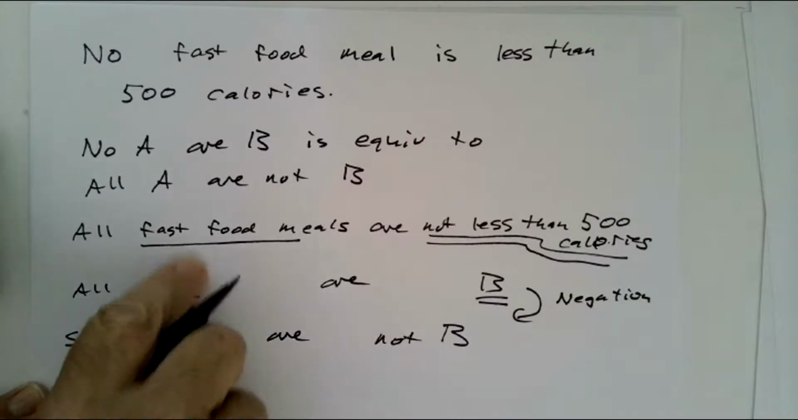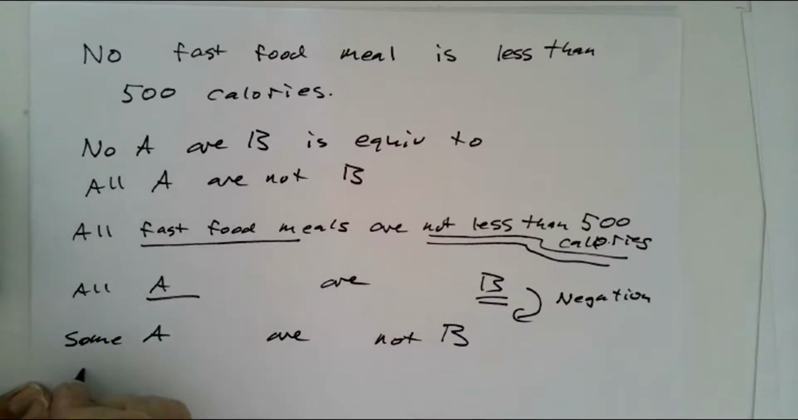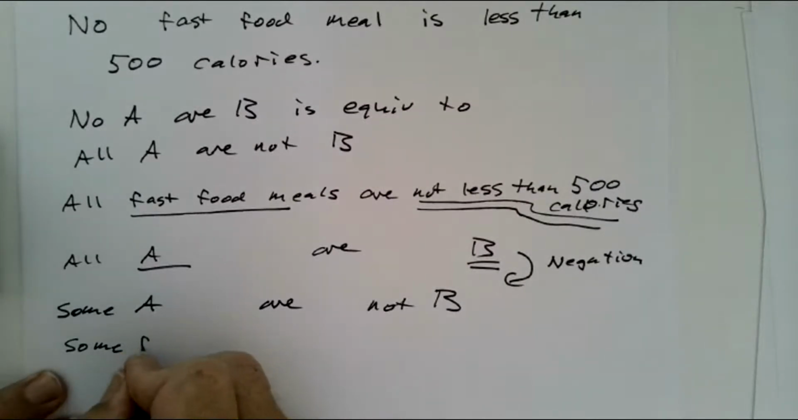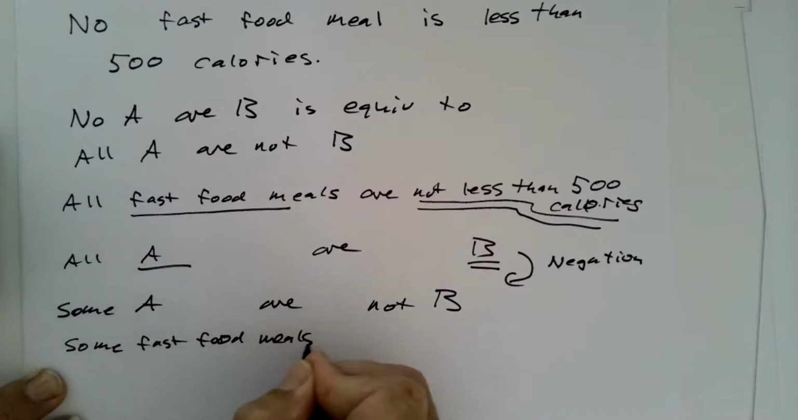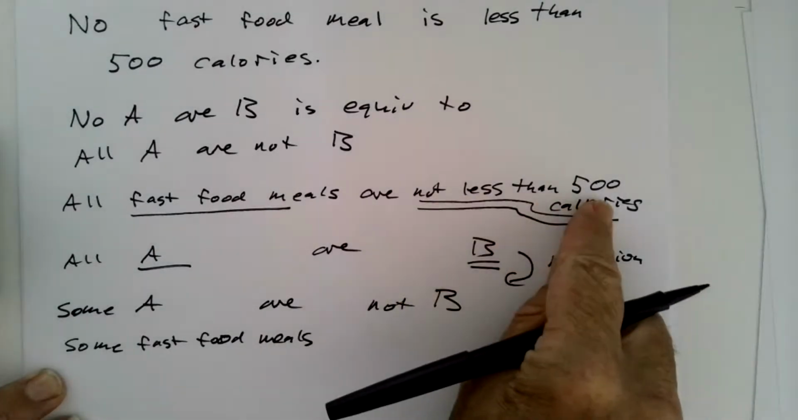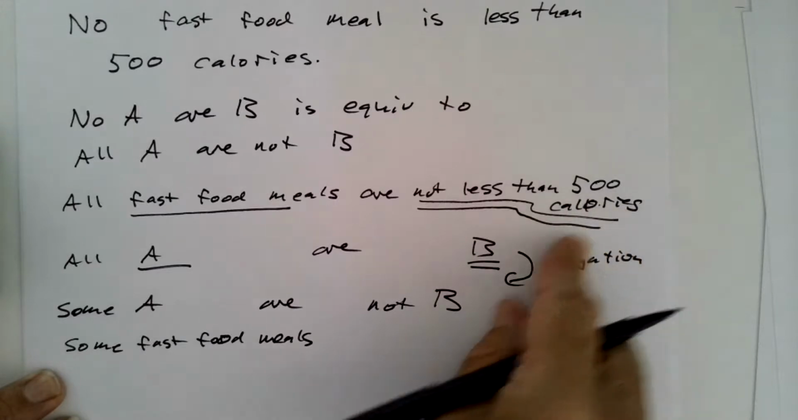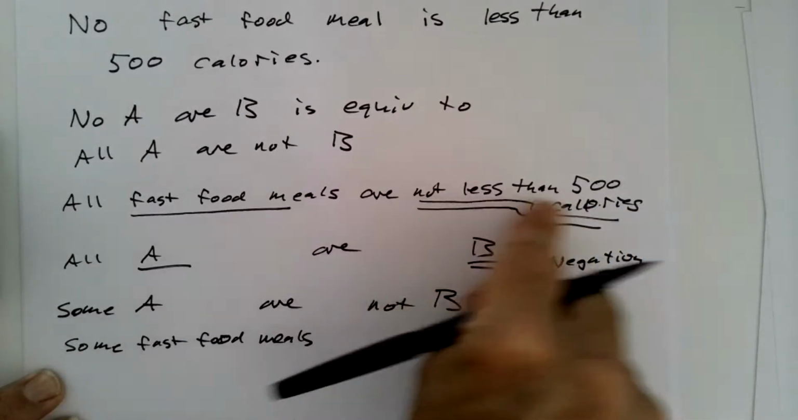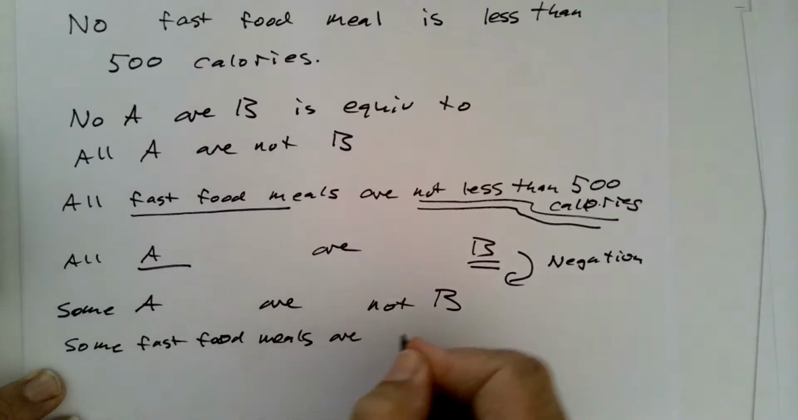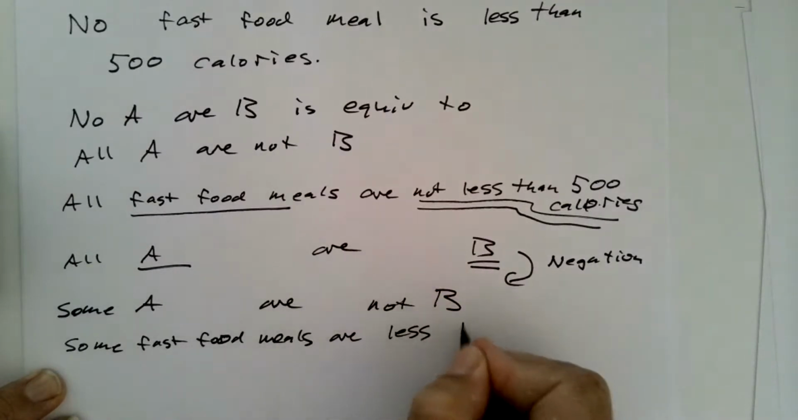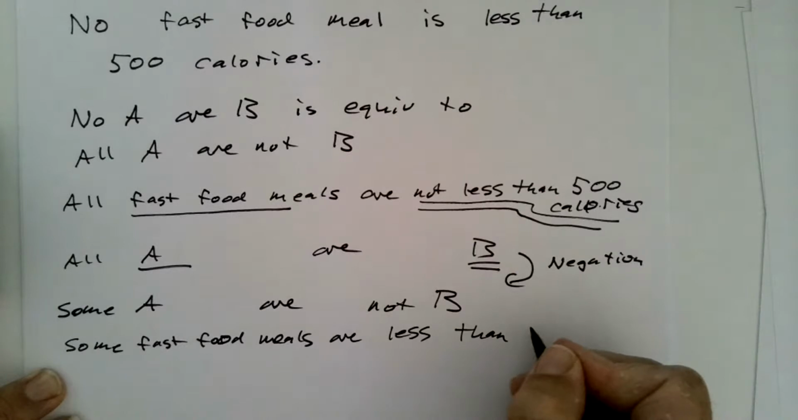Some A, what is my A? Some fast food meals. Okay, B was not less than 500 calories. So not less than 500 calories; the negation of not would be are less than 500 calories.